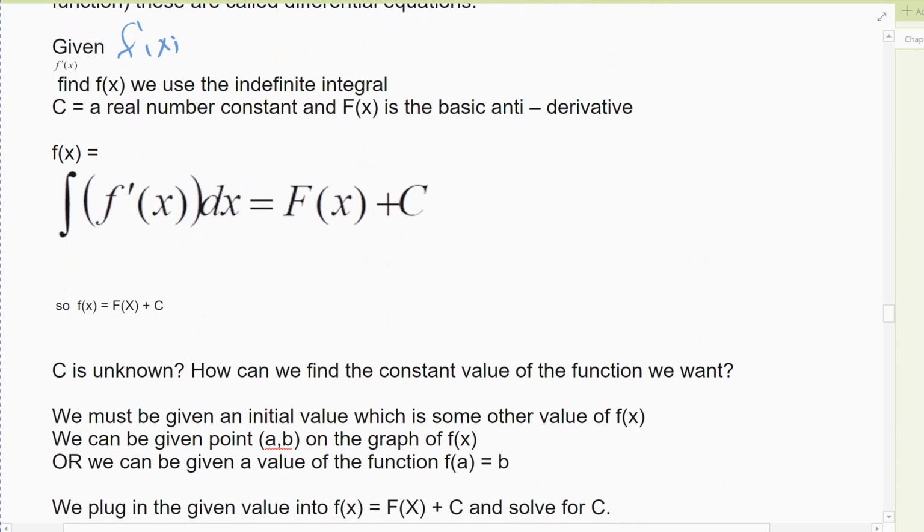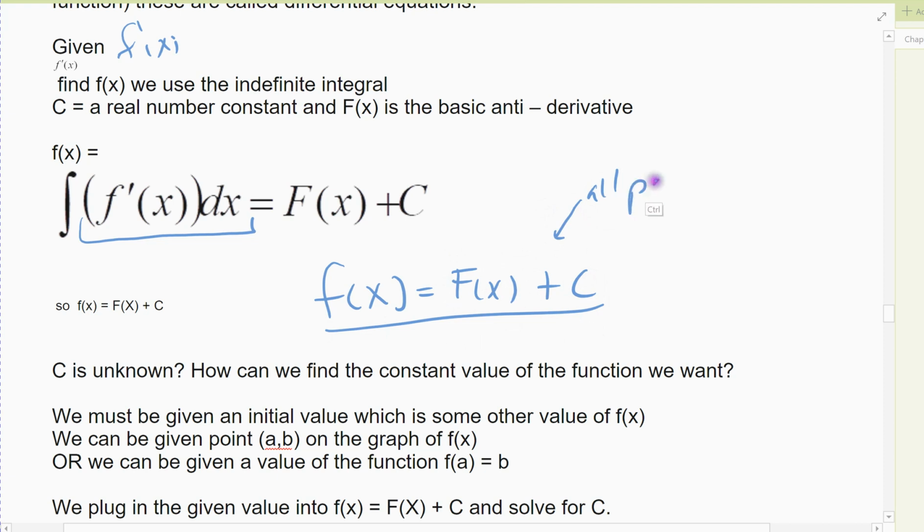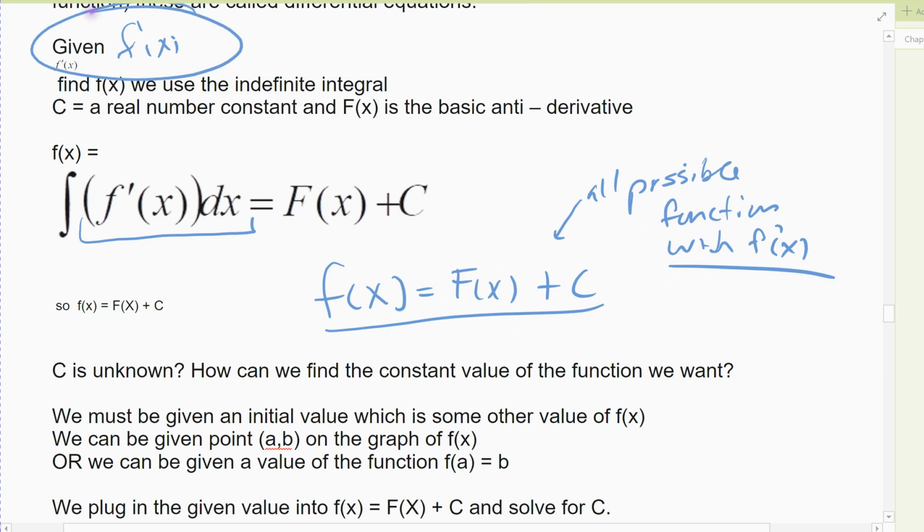Alright, so in order to find my original function f of x, we take the indefinite integral of the derivative. We get f, which would be, again, my general antiderivative. It could be any antiderivative plus a constant. So my original function equals any antiderivative plus a constant. Now, this is all possible functions with the derivative that we are given.